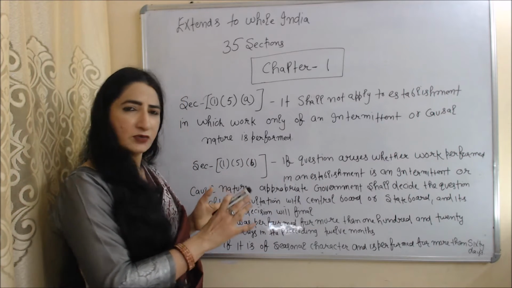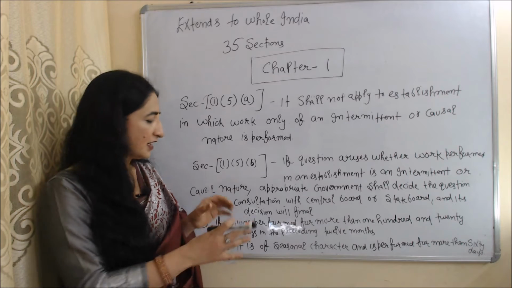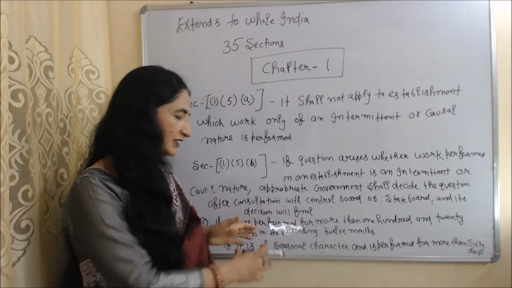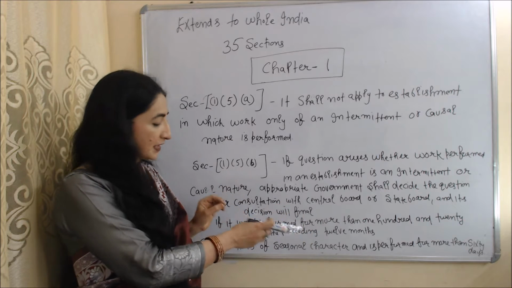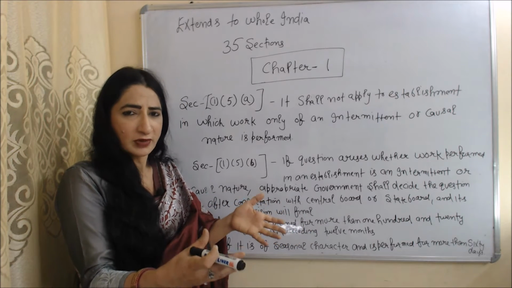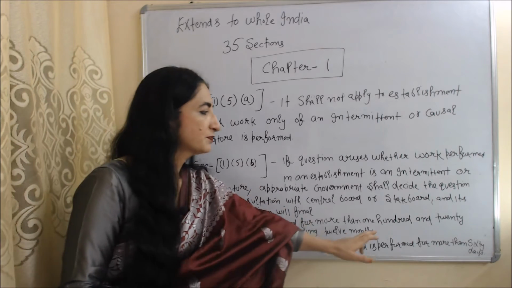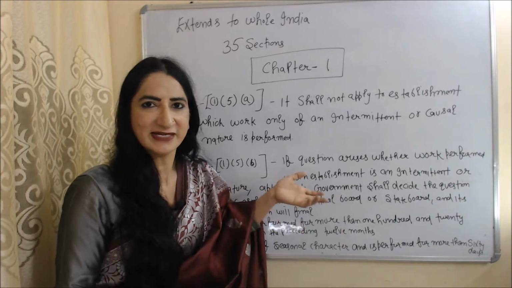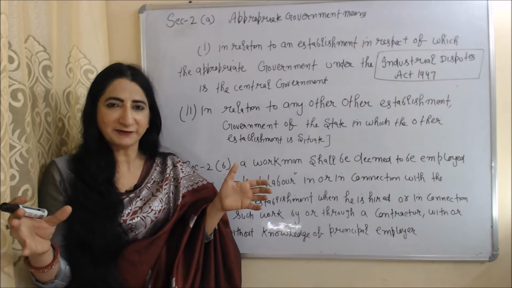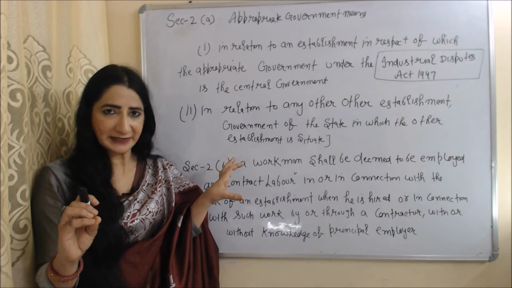And work will not be called intermittent if it was performed for more than 120 days in the preceding 12 months. In case of a seasonal industry, work will not be called intermittent if it was performed for more than 60 days. Now we are going to talk about some important definitions according to this act.